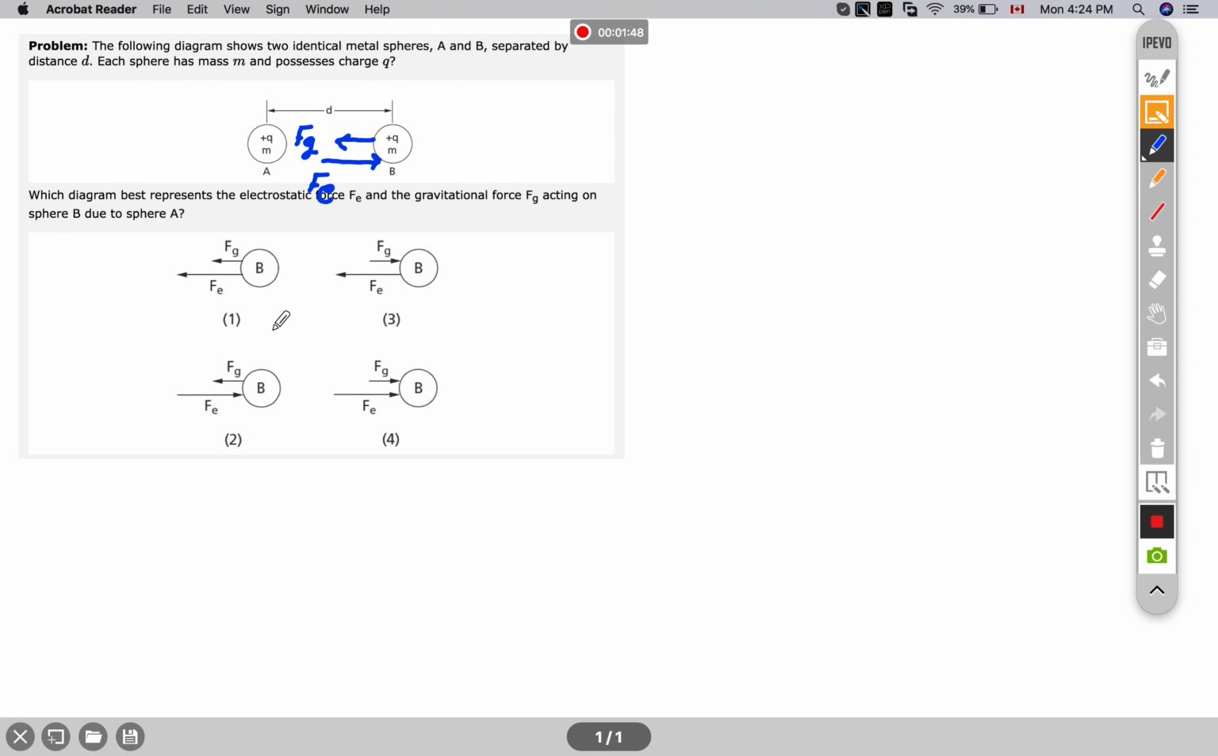And if we take a look at the choices, only choice 2 is the correct one.